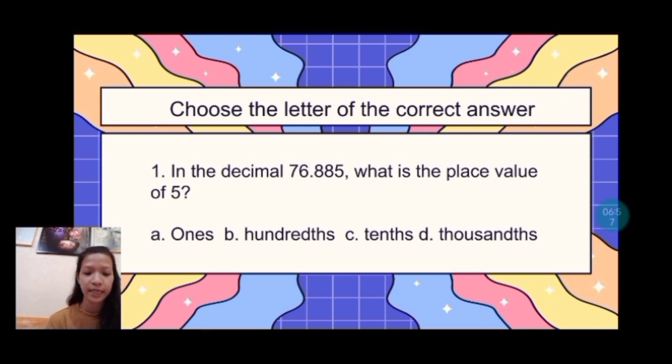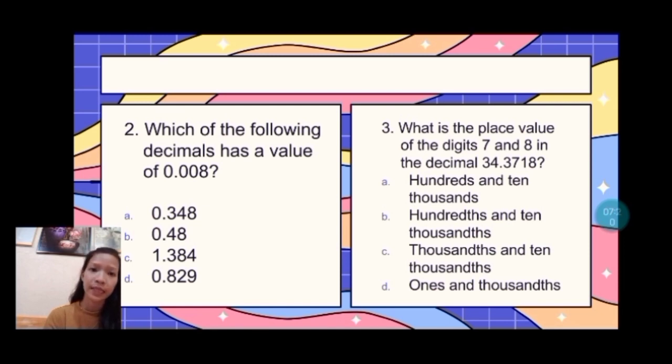Kindly get your notebook and answer the following. Choose the letter of the correct answer. In the decimal 76.885, what is the place value of 5? A. Ones, B. Hundreds, C. Tens, D. Thousands. Number 2. Which of the following decimals has a value of 0.008? A. 0.348, B. 0.48, C. 1.384, or D. 0.829.